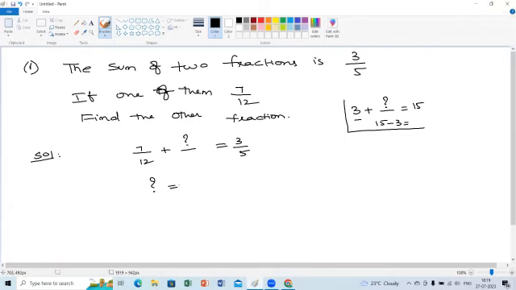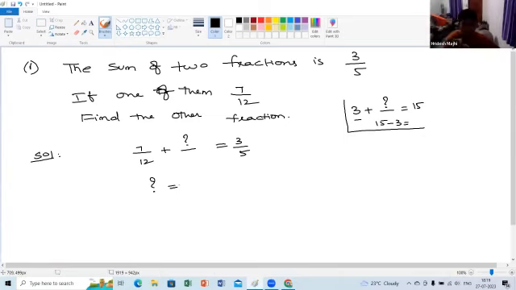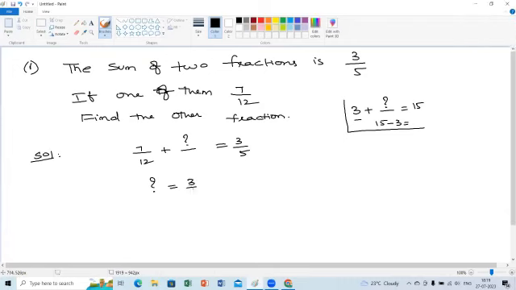3 by 5 from 7 by 12, or 7 by 12 from 3 by 5? 7 by 12 minus 3 by 5. I'm extremely sorry, that's the wrong concept. Then 3 by 5 minus 7 by 12. Very good. The result is 3 by 5.